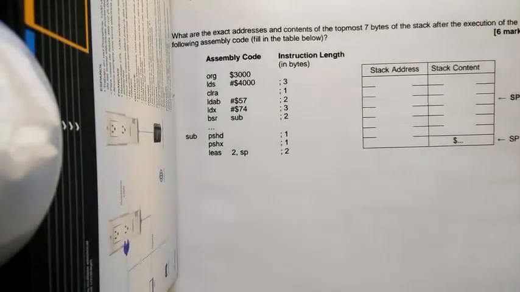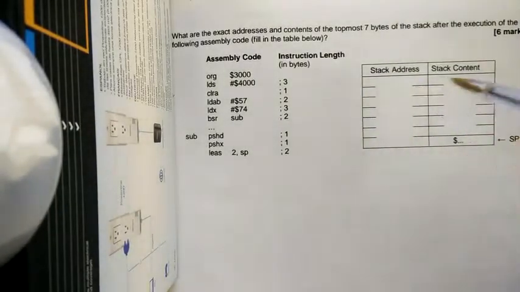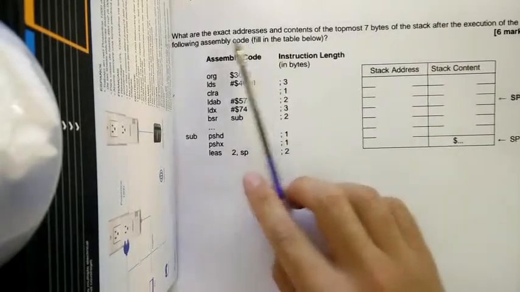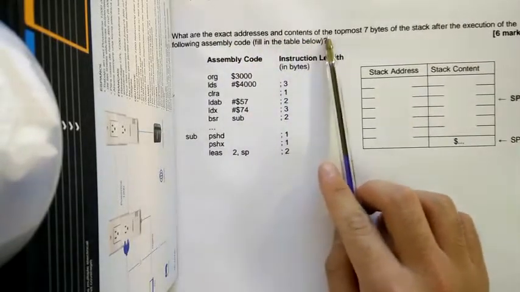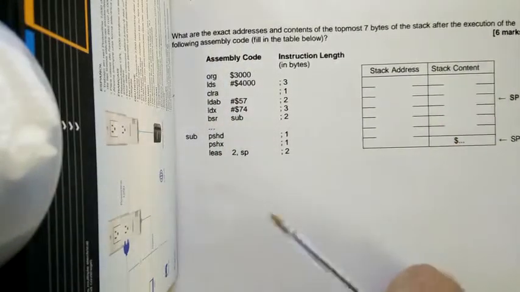Hey guys, so this is the question from 2011, and I'm going to run through the code with you. We're going to start from the top of the assembly code all the way to the bottom. The question is asking, what are the exact addresses and contents for the topmost 7 bytes on the stack after the execution of the following assembly code?